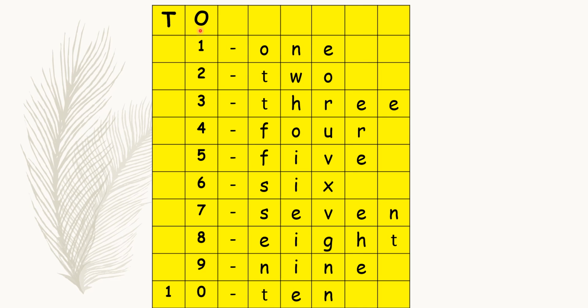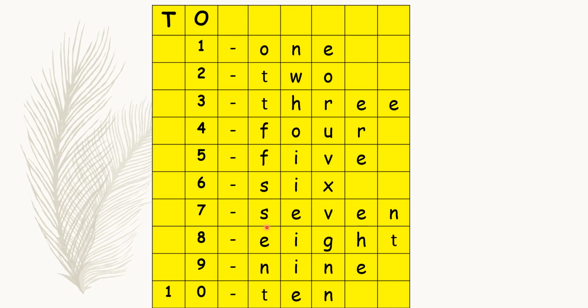What is this? T-O, O for ones and T for tens. Okay. One. O-N-E, one. Everyone should repeat after me. Two. T-W-O, two. Three. T-H-R-E-E, three. Four. F-O-U-R, four. Five. F-I-V-E, five. Six. S-I-X, six.